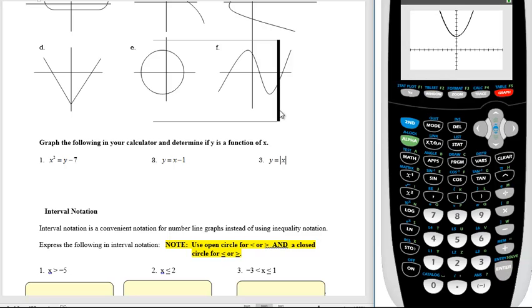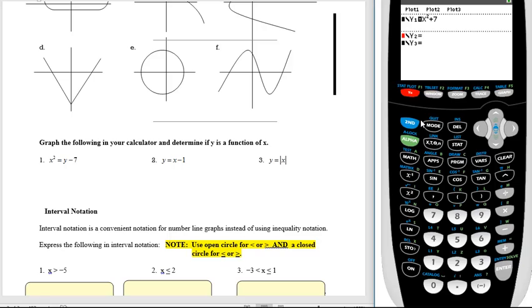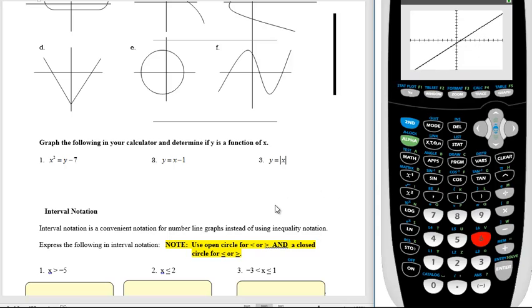So move down. If I could get this vertical line over there, which I can't, but imagine if I could scan through, I could only hit it at one place. So that is a function. This one, number 2, it's already solved for y, so that's x minus 1. And let me take it back to zoom 6. Again, take your vertical line, scan through, and I only can hit it in one place. So that's a function.